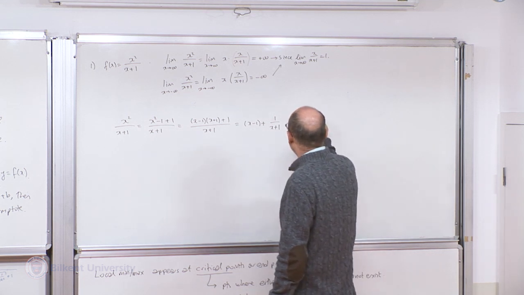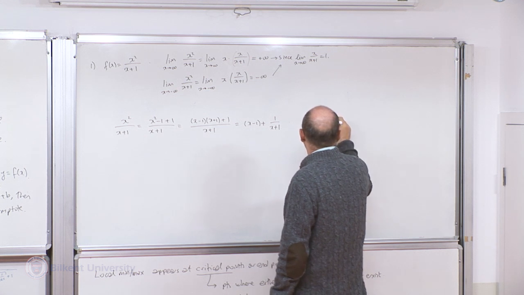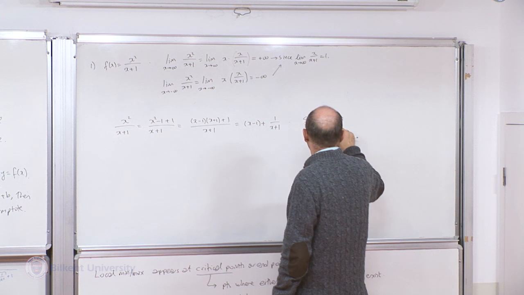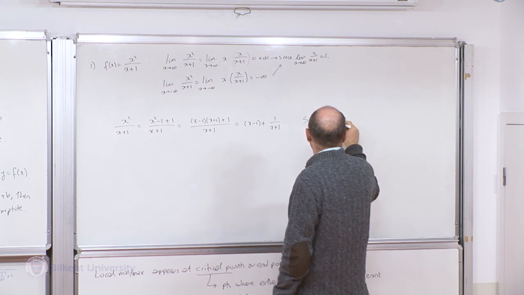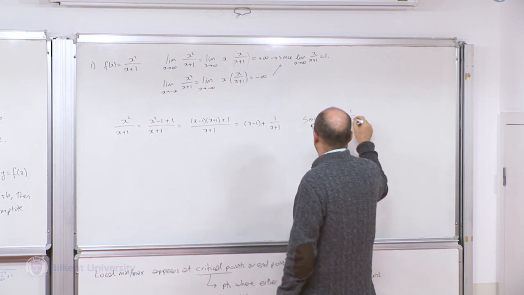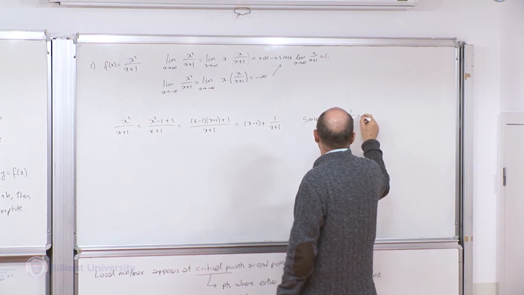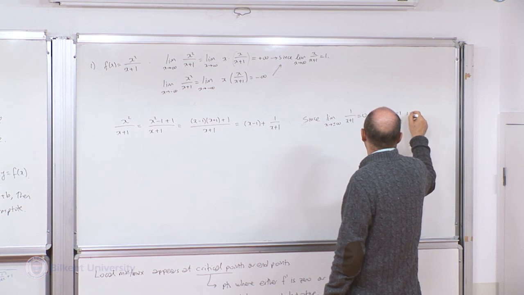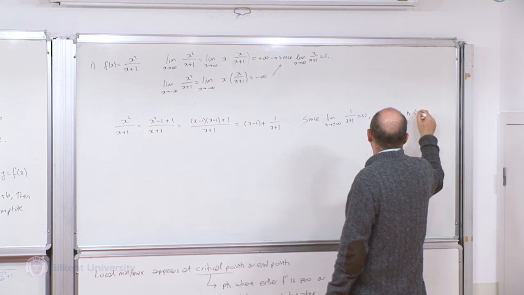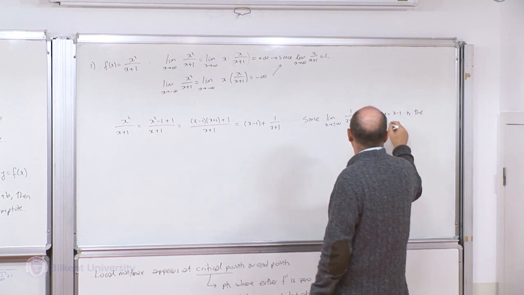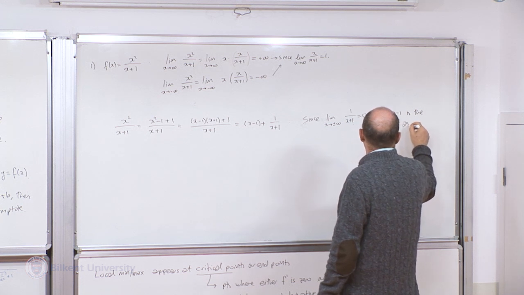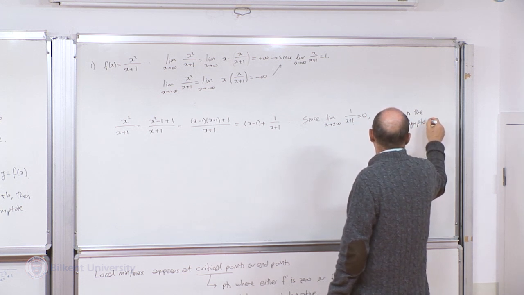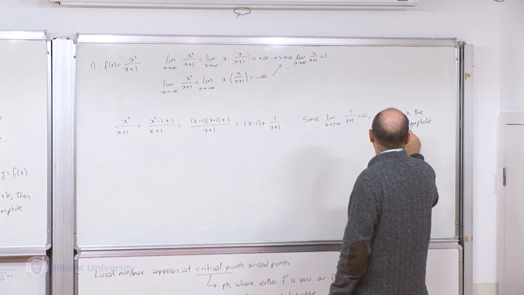Then, since the limit as x goes to infinity, well, actually plus or minus infinite, in this case, of 1 over x plus 1 is equal to 0, y equals x minus 1 is the slant asymptote for this function, for this graph.